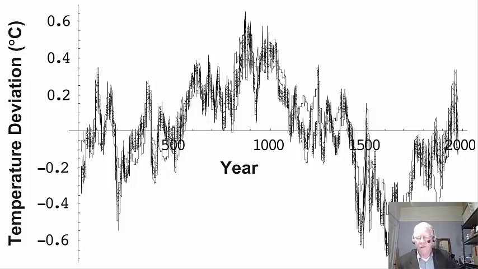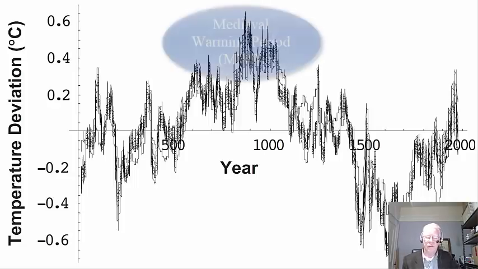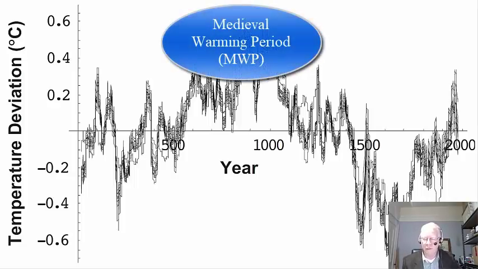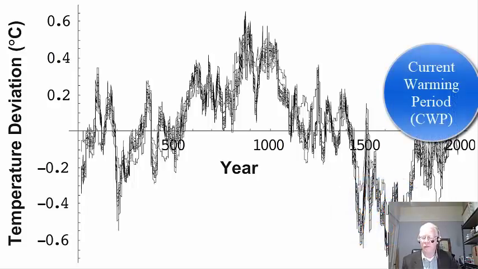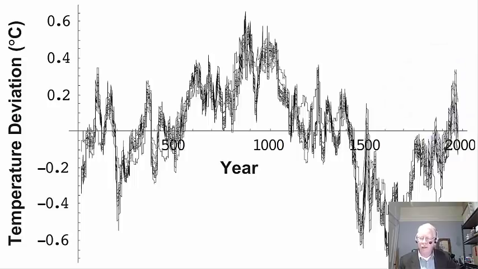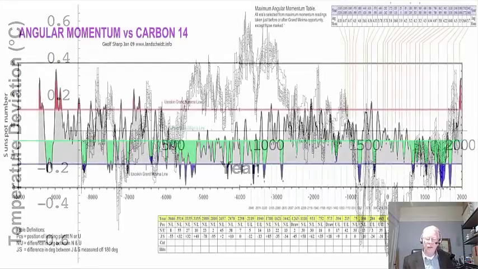This non-tree ring proxy, unlike Mann's hockey stick, clearly shows the Medieval Warming Period, the Little Ice Age, and the current warm period called the CWP, which started about 1690 and is continuing today. And we hope it does continue, because we love warm weather and we don't like the freezing cold ice.